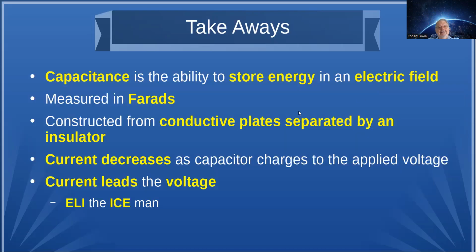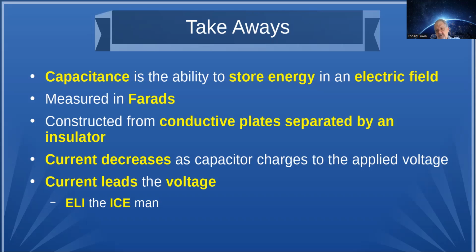So capacitance is the ability to store energy in an electric field. Pretty sure that's a test question. We measure it in farads. We typically construct them of plates separated by an insulator or dielectric. The current decreases as the capacitor charges up to whatever the applied voltage is. And we say that the current leads the voltage, because you saw on that plot, initially the voltage was 0, but the current was maximum.